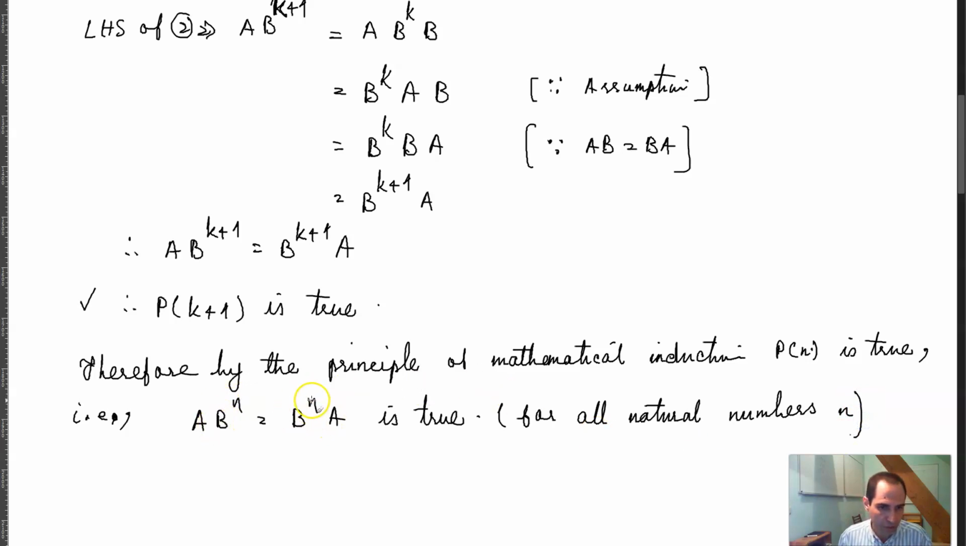That means that if you have two square matrices A and B of the same order that commute, then if you raise this matrix to the power n, they would still commute, meaning that A times B raised to the power n would still be equal to B raised to the power n times A, which is of course something useful in many different cases.